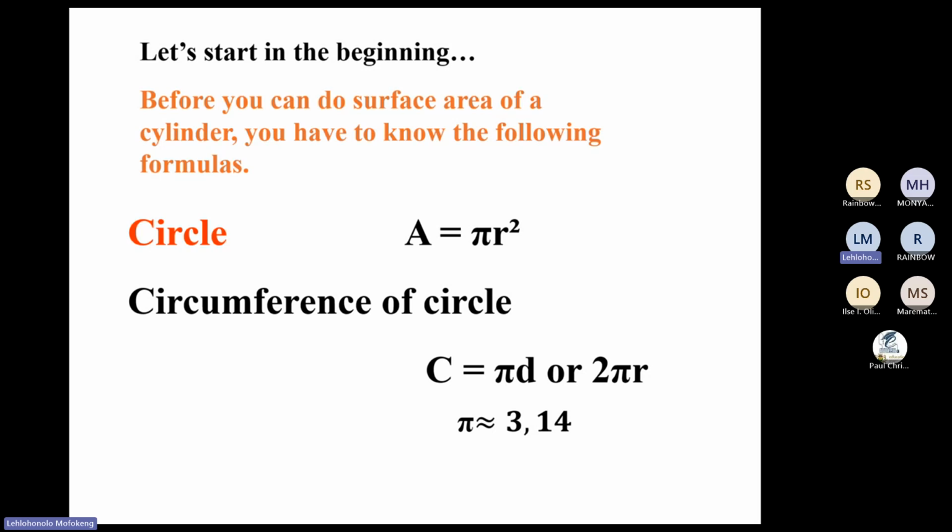Right. And then when we come to the circumference of the circle, which is the perimeter of a circle, it is calculated by multiplying pi with the diameter, or if we prefer to use radius, it will be 2 pi radius, because we have 2 radii in a diameter.